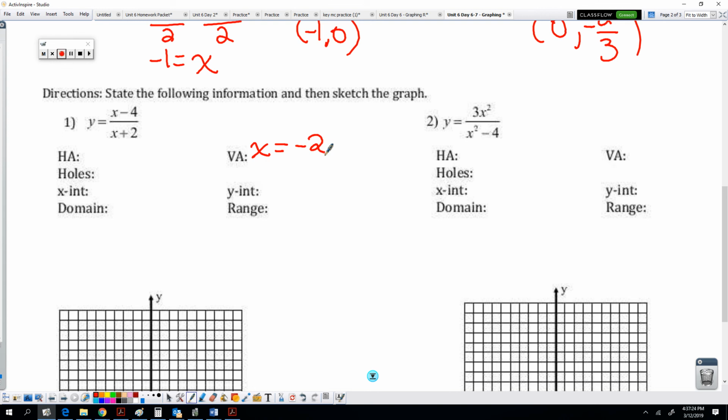Okay? So now what we're going to do is figure out what my horizontal asymptote is. We're going to compare the degrees of my top and bottom. If you notice, the degree of your x on top is 1, and the degree on the bottom is 1 as well. What do you notice? They are the same. So you're going to divide your coefficients in front. So y equals 1/1. 1 divided by 1 is 1. So that is your horizontal asymptote.